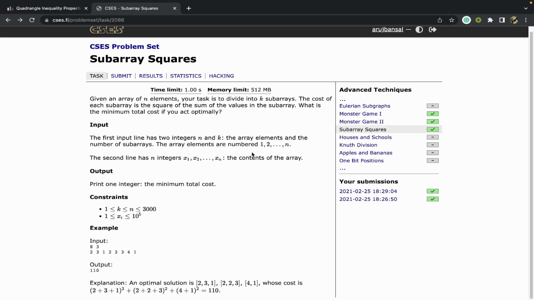So in this problem, we're essentially given an array of n elements and we have to divide it into exactly k subarrays where the cost of making a subarray is the sum of its elements squared. So we need to figure out the minimum cost to divide it into k subarrays such that the sum of the values in the array squared is minimized. And if you see that for this input array, they've cut it this way. So all subarrays need to be contiguous, and every element needs to be part of one subarray. And also keep the constraints in mind. And let's proceed now.